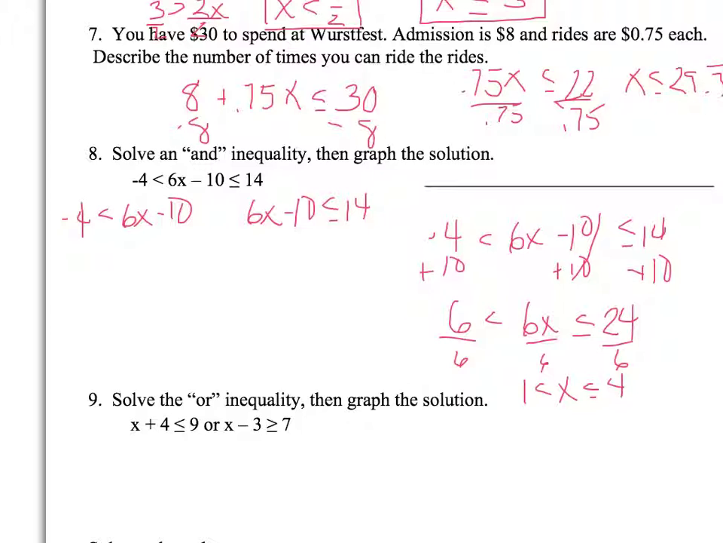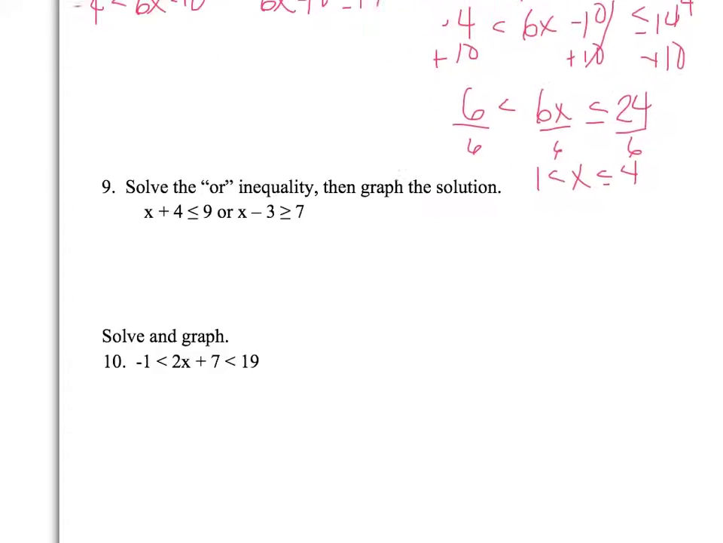So now when I graph that, here's my 1, here's my 4. Closed circle at 4 because it's equal to. Open circle at 1 because it's not equal to. And then everything in the middle. Again, because it's an AND, it's going to be everything filled in between. It's the way those graphs always work.